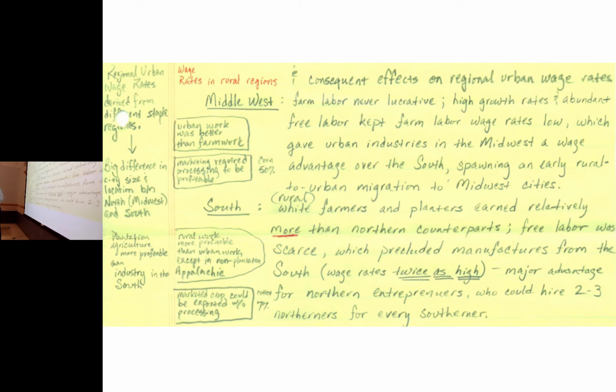So what we're getting at here is the development of industry largely followed the type of agricultural development that was developing in the West.